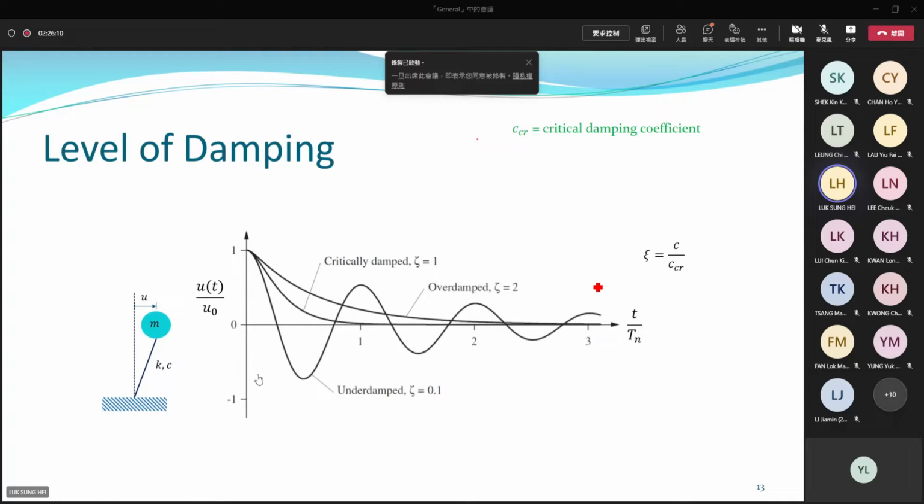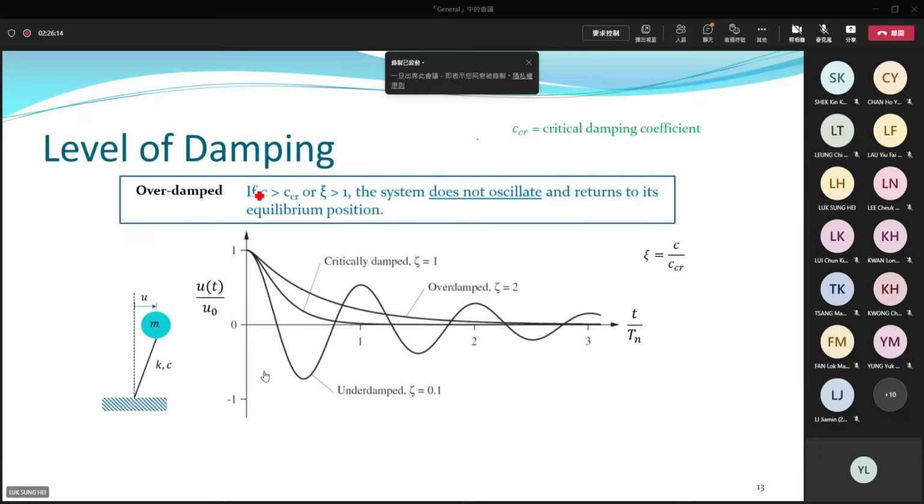So there are three scenarios. Firstly, if your damping coefficient C is greater than a critical number, C critical, or alternatively, damping ratio greater than 1. In this scenario, we call that overdamp. Then what happens for a system with overdamping?